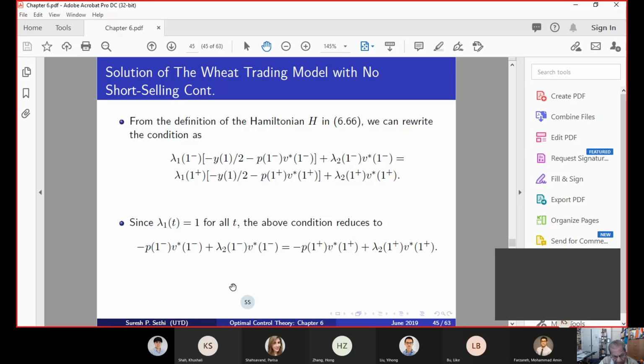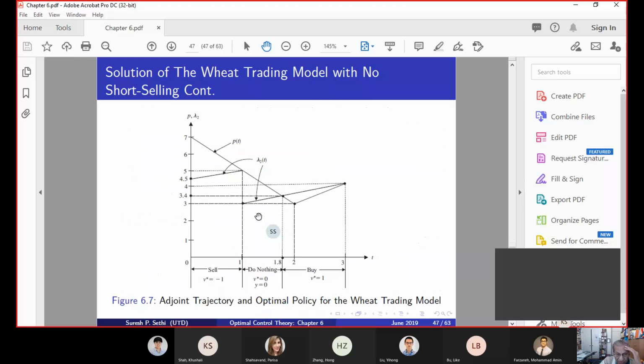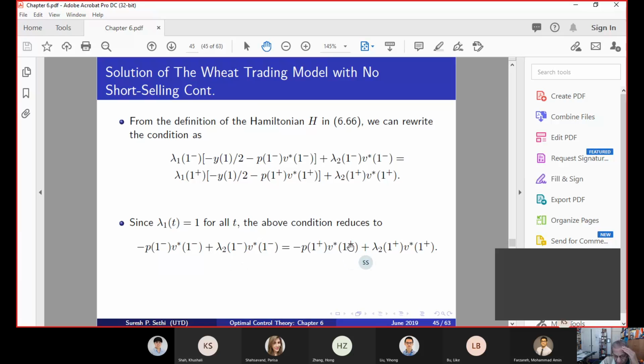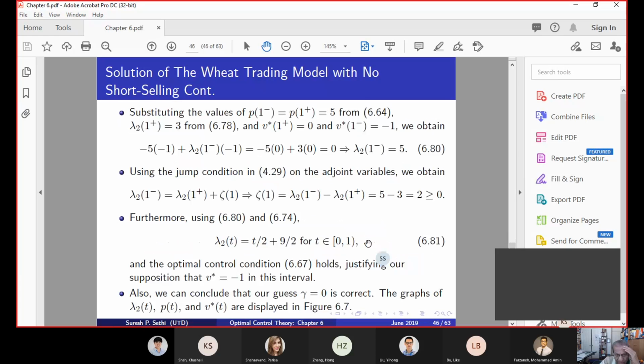Now I substitute. P1 minus and P1 plus are the same. V star 1 minus is minus 1 because on 1 minus we are selling. V star 1 plus is 0 because we are doing nothing. Lambda 2 at 1 is the point on the price trajectory, which is right here, and that guy is right here. So we can substitute the value lambda 2 at 1 and plus 1. Substituting, we get P1 minus equal to 5.